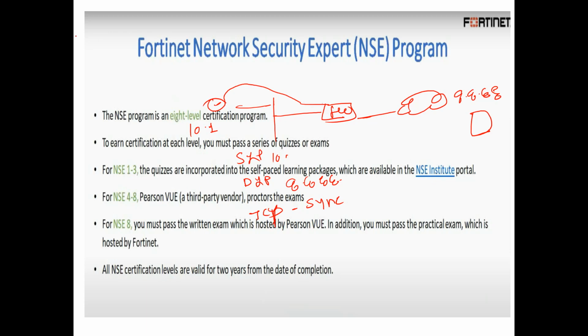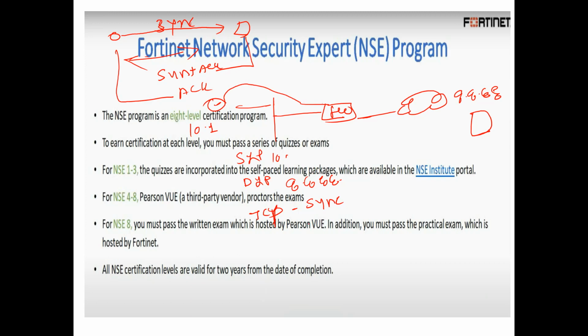We know about the three-way handshake. I believe you are aware of the TCP three-way handshake, right? If you don't know, I'll just explain. This is the client and this is the server. The client first sends a SYN packet. The server responds with SYN plus acknowledgement. And again the client sends an acknowledgement. Only then will the traffic be sent and received. Correct?